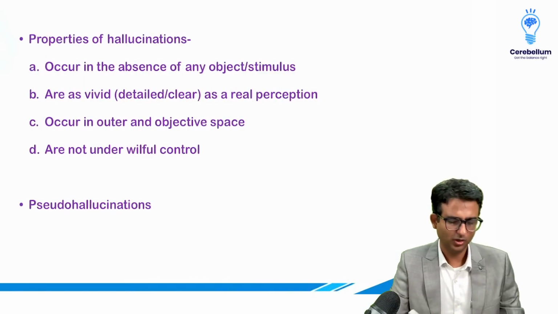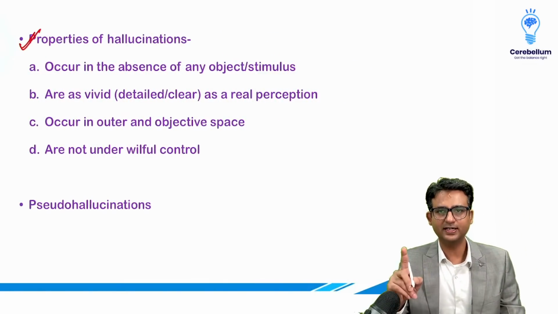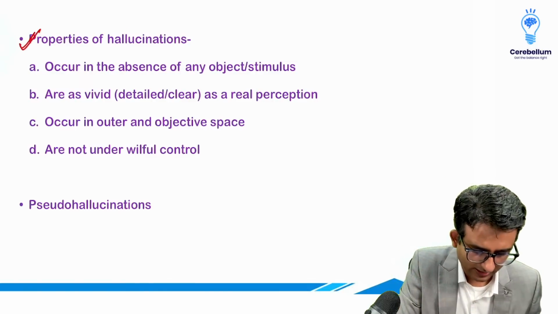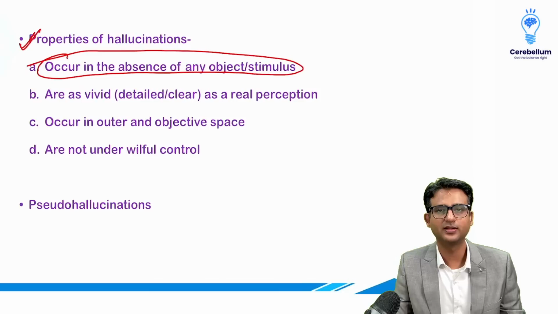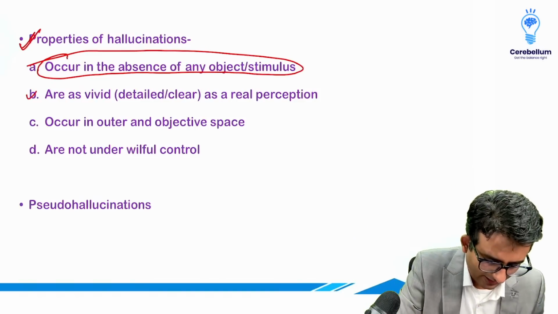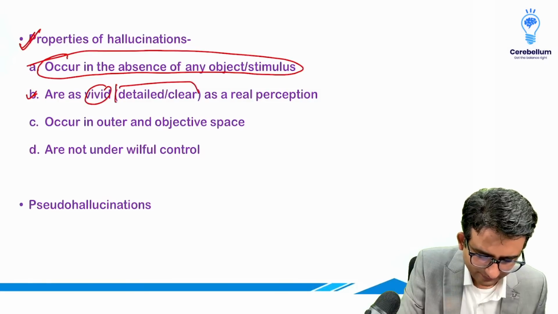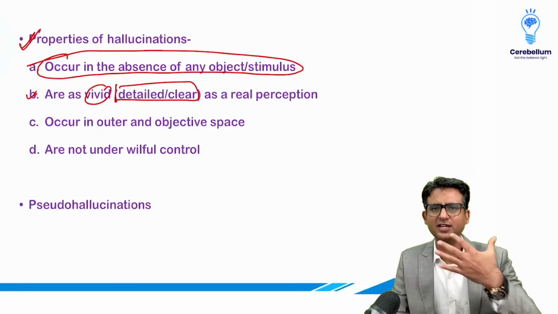Last year question है अपना, what are the properties of hallucination? So the first property that I said, पहली बात जो मैंने बोली, that was hallucinations occur in the absence of any stimulus. There is no stimulus, but still you are seeing something or you are hearing something. Second is hallucinations are as clear as a real perception. जो reality होती है, the real perceptions are very clear, right?